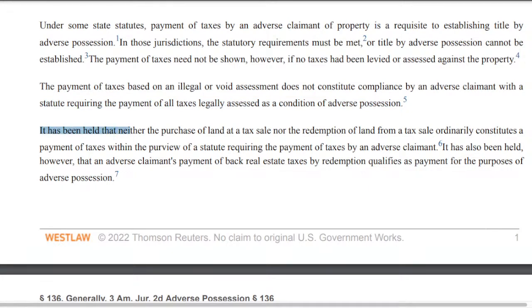So it has been held that neither the purchase of land at a tax sale nor the redemption of land from a tax sale ordinarily constitutes a payment of taxes within the purview of a statute requiring the payment of taxes by an adverse claimant. Wow. It has also been held, however, that an adverse claimant's payment of back real estate taxes by redemption qualifies as payment for the purposes of adverse possession. Oh, so they could hold you, you got to pay those back taxes.